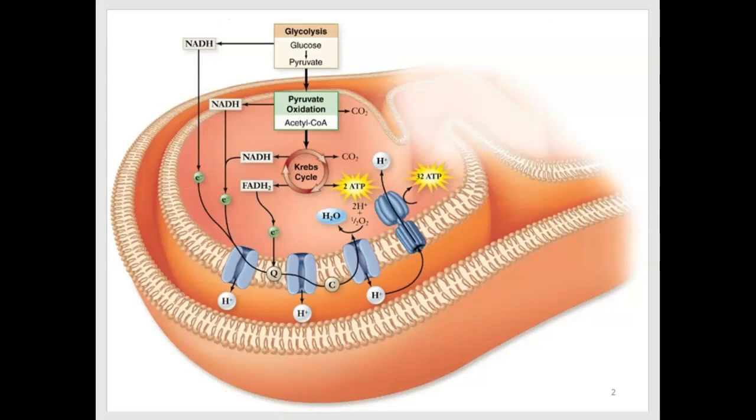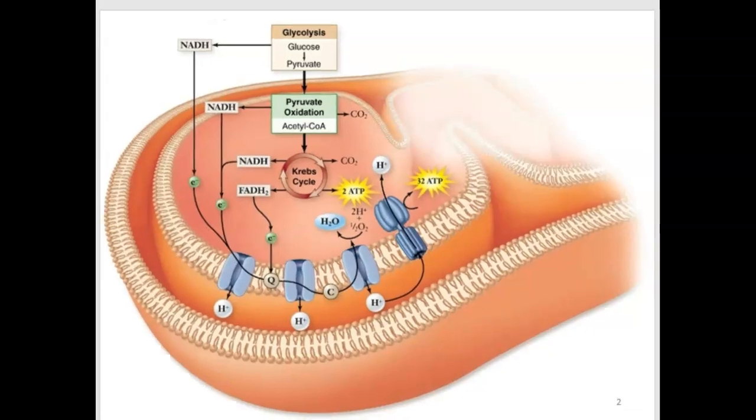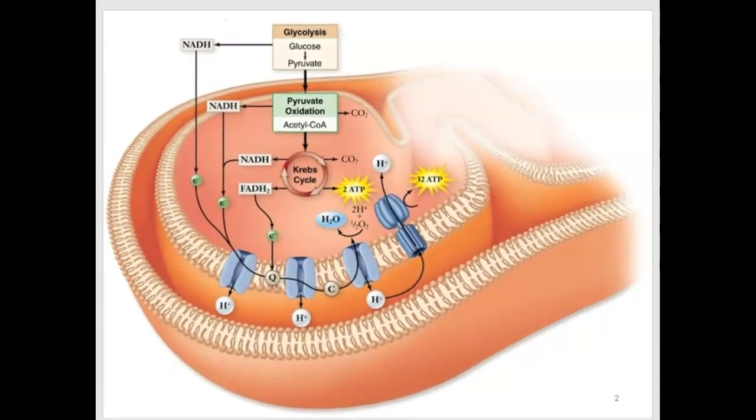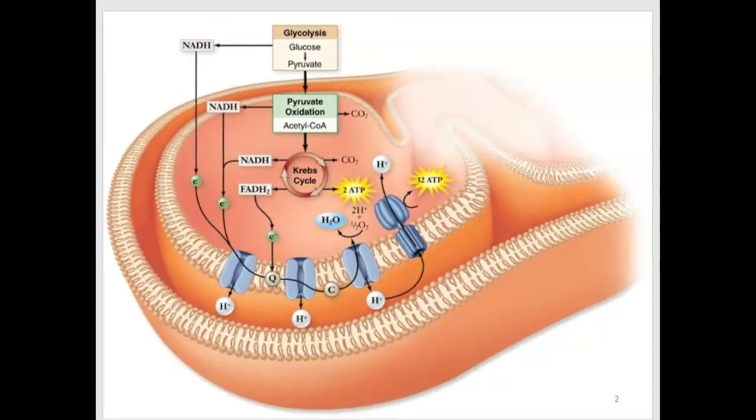Before we begin, let's just look at the four major steps of ATP production through aerobic cellular respiration. The first step is glycolysis. That happens in the cytoplasm. The second step is pyruvate oxidation, and that occurs in the intermembrane space of the mitochondria. And the third step is called the Krebs cycle, or the citric acid cycle. It happens in the matrix of the mitochondria.